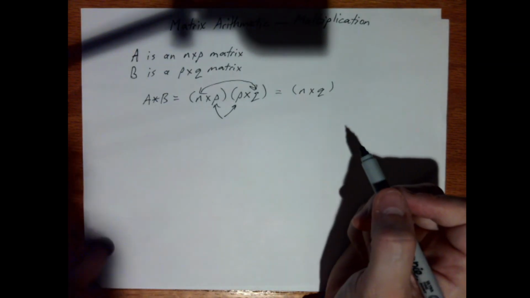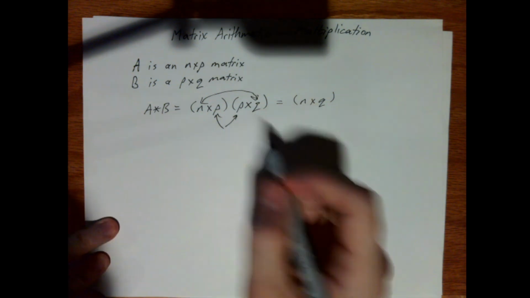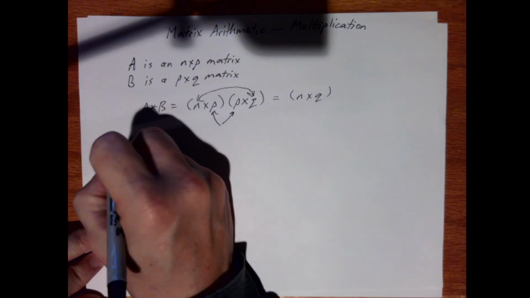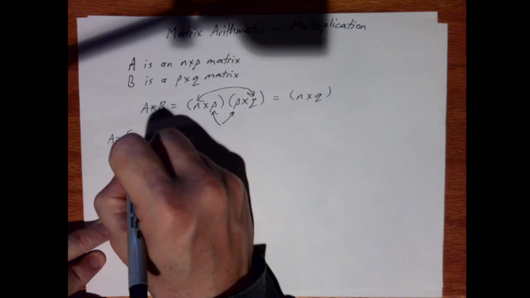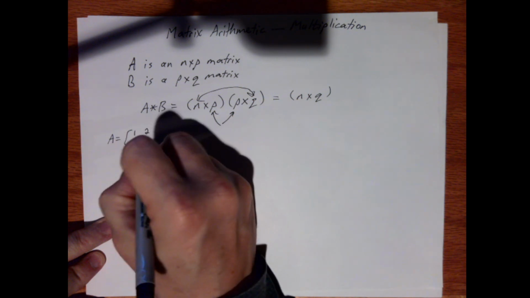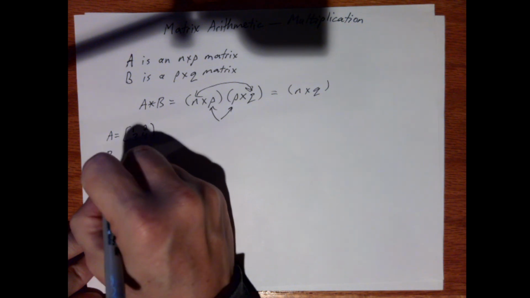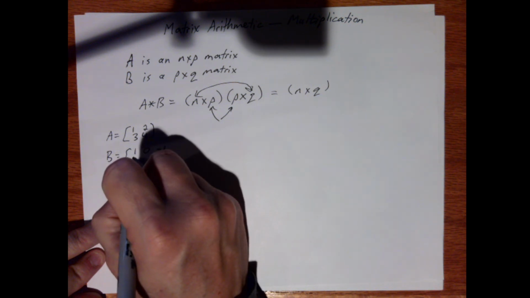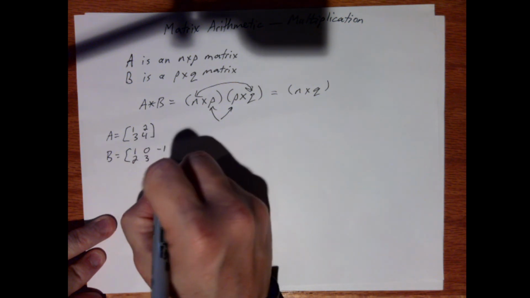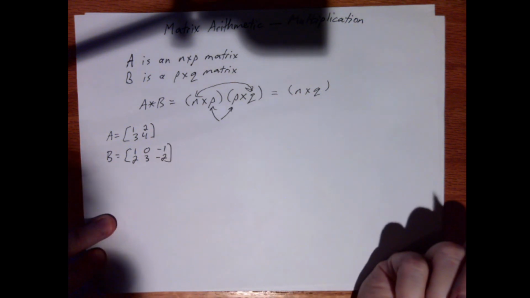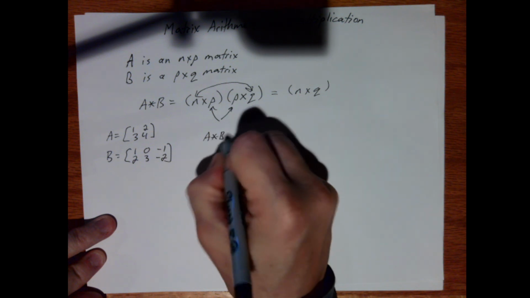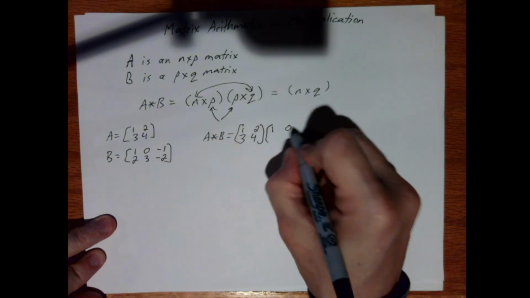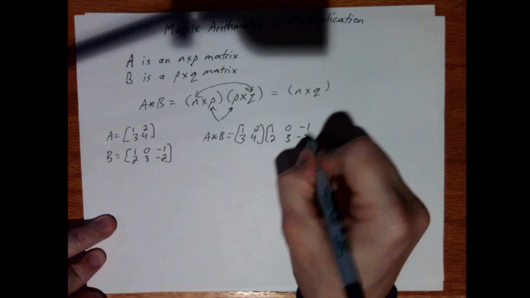Okay? So I find it's easier to teach multiplication by just doing an example. And it will also make it more clear why these dimensions have to be this way. So let's say that A is equal to 1, 2, 3, 4. Okay? And B is equal to 1, 0, minus 1, 2, 3, minus 2. All right? So if I want to perform A times B, I have this 1, 2, 3, 4 right here. And then I have 1, 0, minus 1, 2, 3, minus 2.